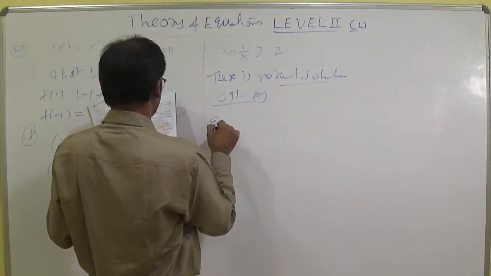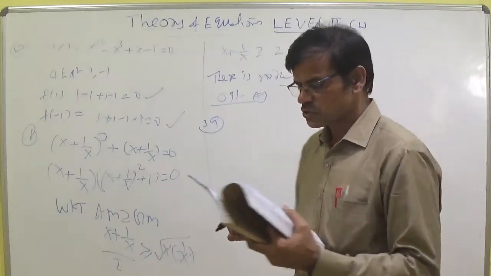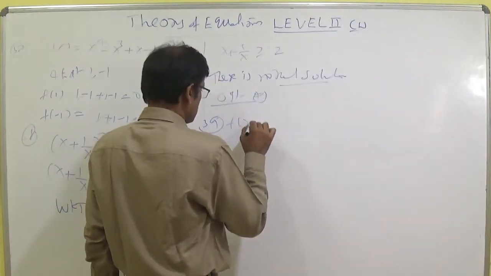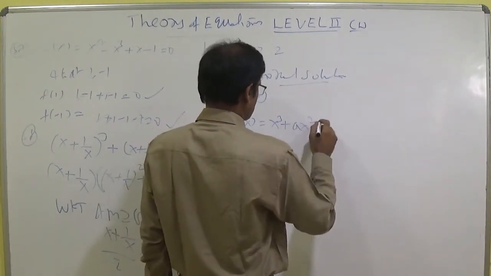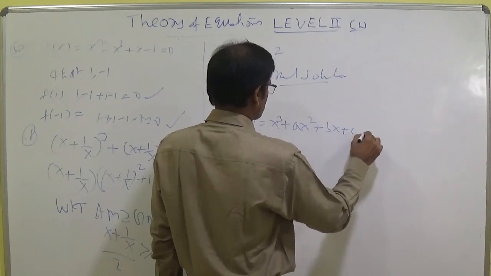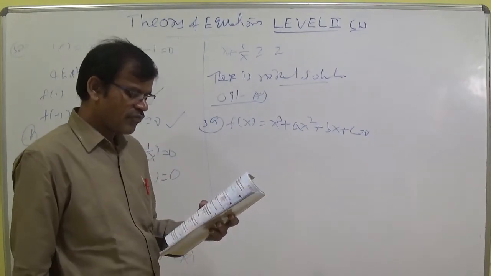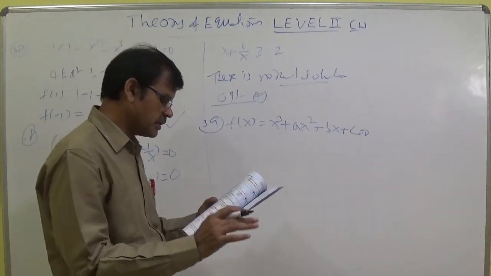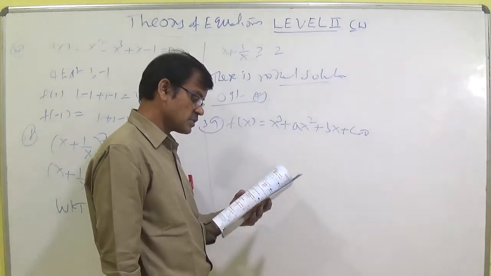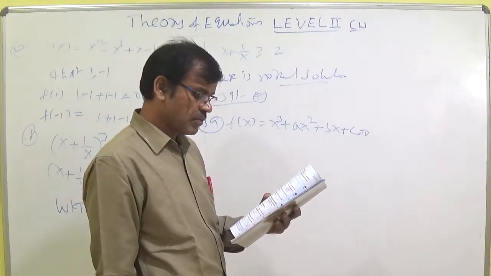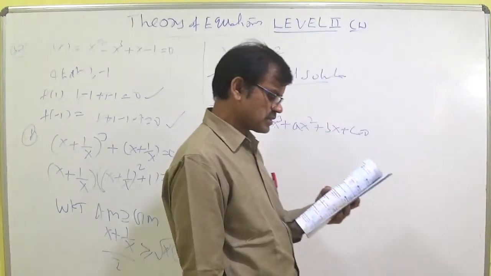Next, 39. F of x equal to x cube plus ax square plus bx plus c equal to 0. Alpha, beta, gamma are the roots and a, b, c are real. If and only if the roots of x cube plus a1 x square plus b1 x plus c1 equal to 0 are alpha minus beta whole square, beta minus gamma whole square, and gamma minus alpha whole square, c1 equal to 0, the roots of f of x.